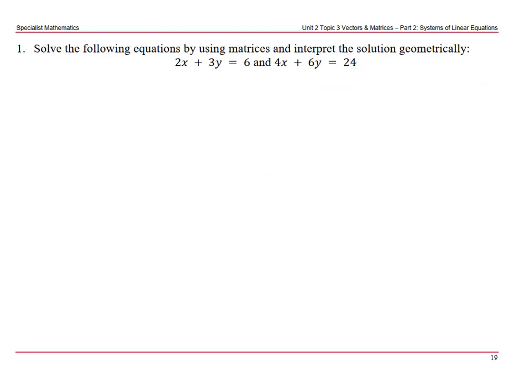So let's look at an example. Solve the following equations by using matrices and interpret the system geometrically. So I am going to use inverse matrices to do this. We have also learnt Gaussian elimination. So our A, our coefficient matrix, our variable matrix, and our constant matrix.